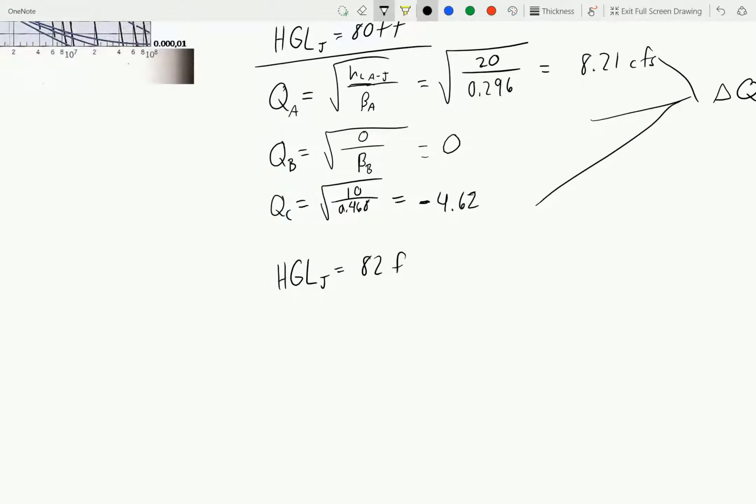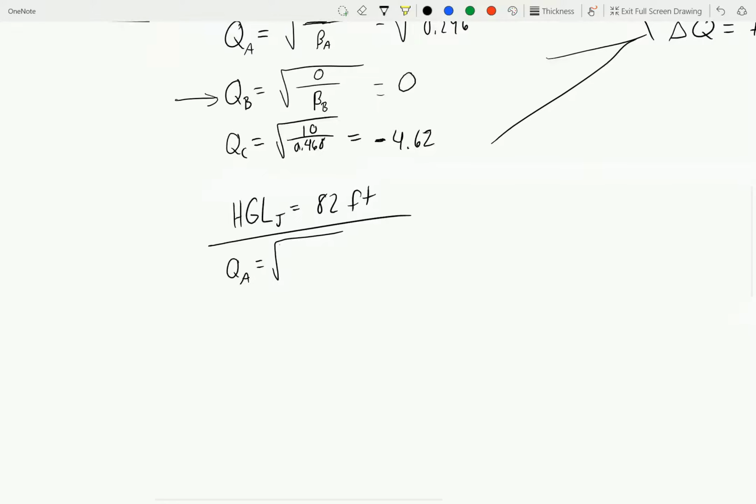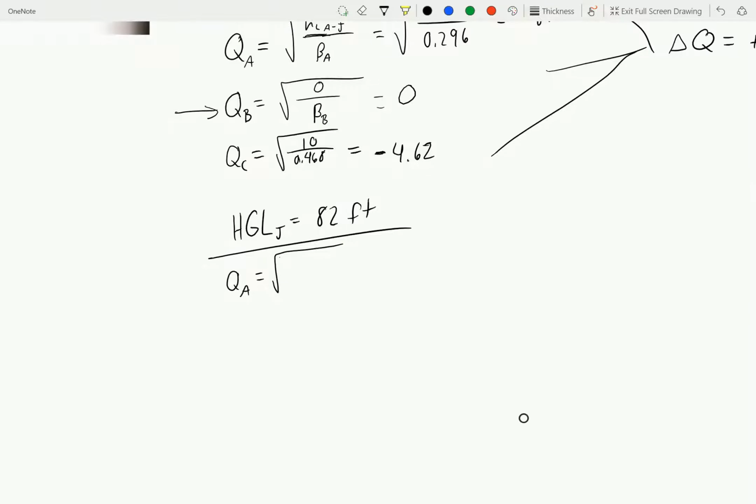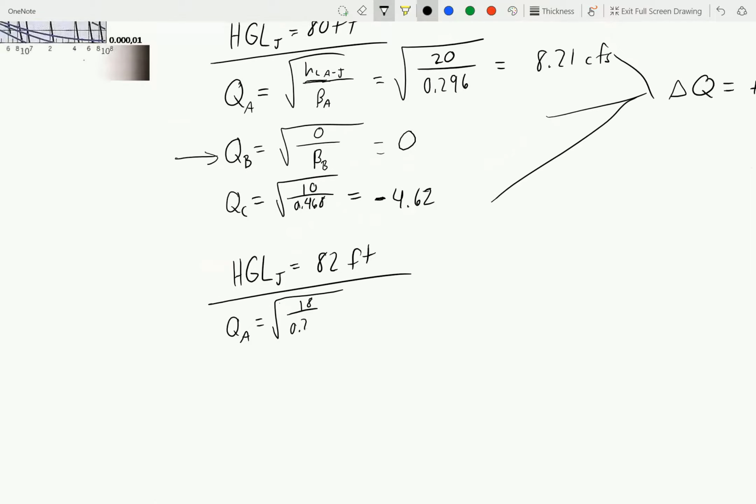This is pretty much guess and check, and then figure out if we were right or not. So we pretty much do the exact same thing. So we have our QA, so the difference in elevation is 18 this time. 100 to 82 is 18, and same beta value, which is 0.296. And we get a value of that is 7.80 CFS.